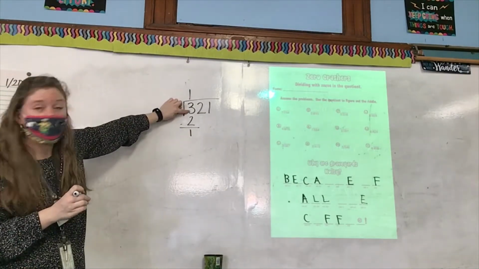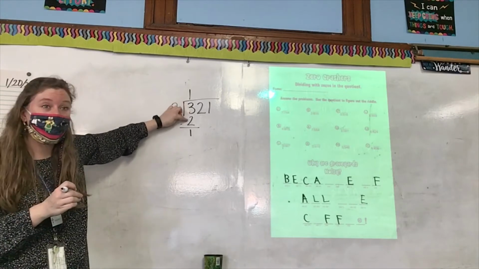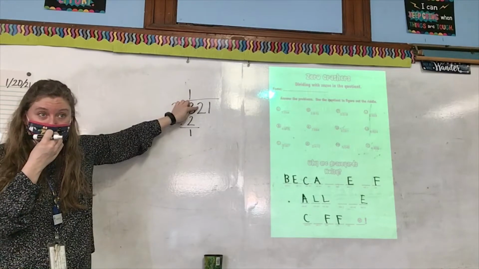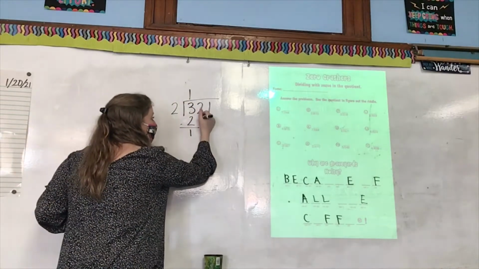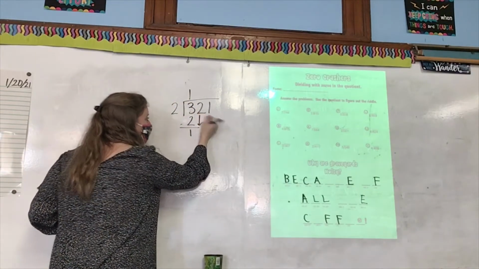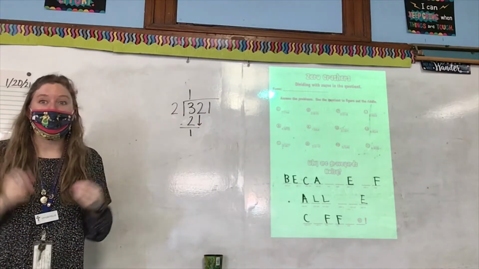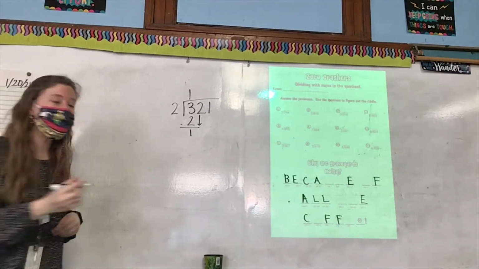We go to our dividend. This first digit has been used. We have a digit underneath it. Our second digit has not been used. There's nothing underneath it. We are always going to put an arrow underneath whatever we're bringing down to make sure we know, hey, we've used it now.